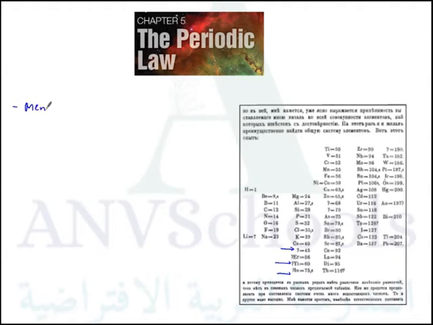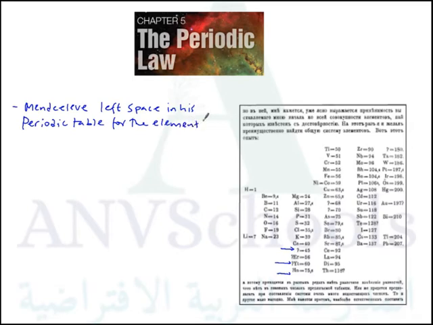So Mendeleev left space in his periodic table for the elements yet to be discovered. As he said, it was discovered later. After his work, those three elements were discovered and exactly fit with his assumption.